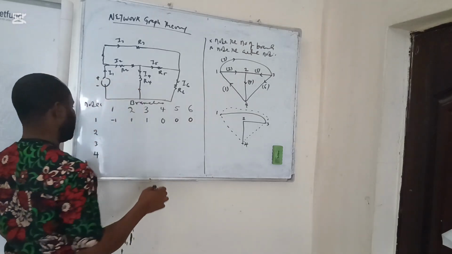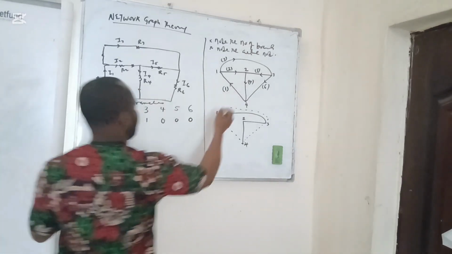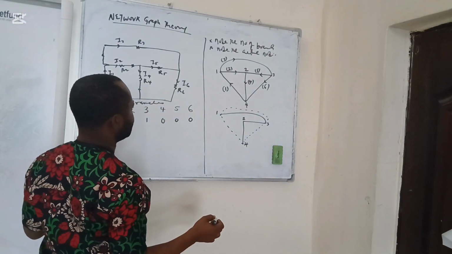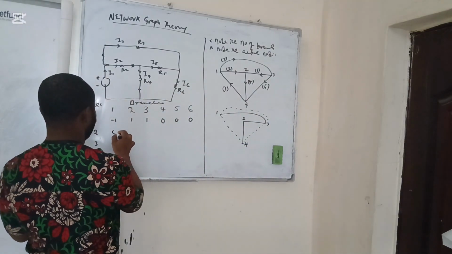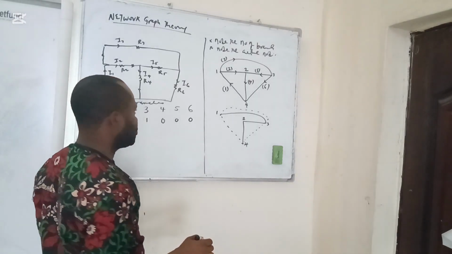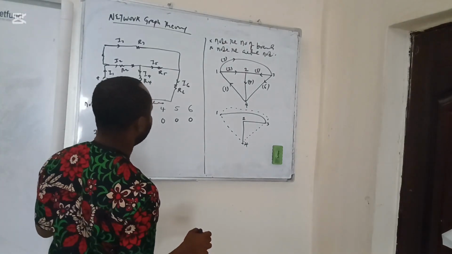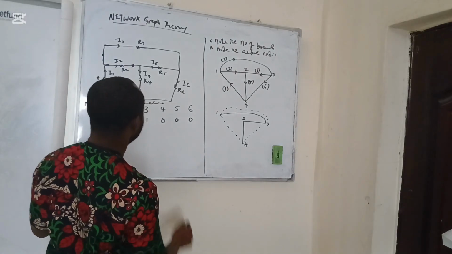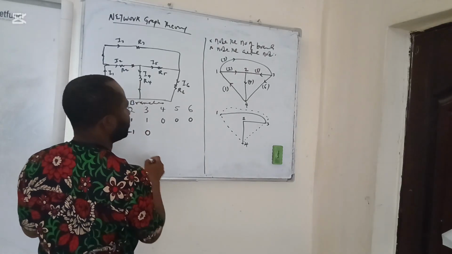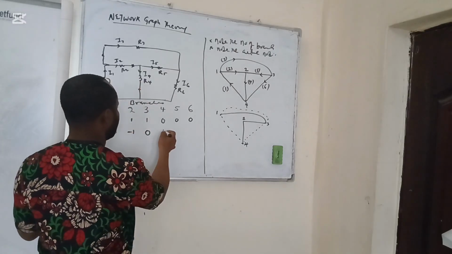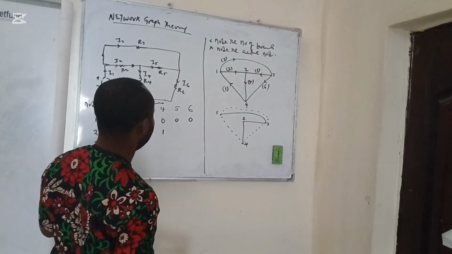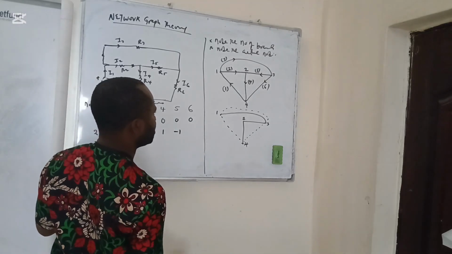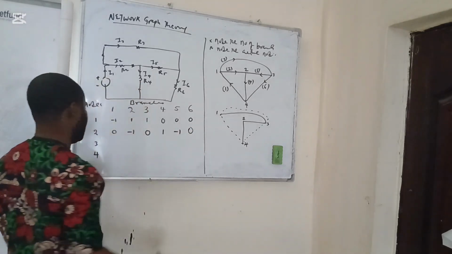So we want to consider node 2, that is here. And we realize that branch 1 is 0 when compared to node 2. And also branch 2 is -1, it's moving towards the node. 3 is 0. We also have 4. 4 is moving away from it, and that is 1. We have 5. 5 is moving towards it, and also 6. 6 is 0. We have that.